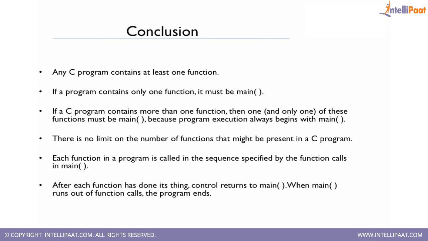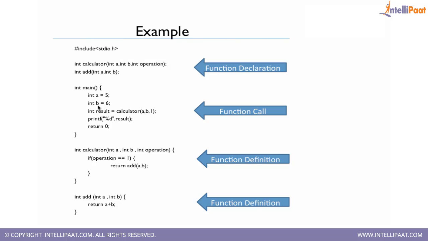Each function in a program is called in the sequence specified by function calls in main. So the calling of functions will be driven from the flow that starts from main. In this example, we have called the calculator method. The calculator method calls the add method, and it ends here. So the flow is like the main method will call calculator, calculator calls add. So this is the flow, because it originates from the main method.